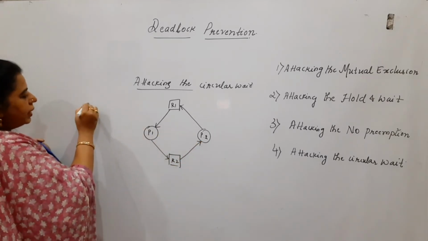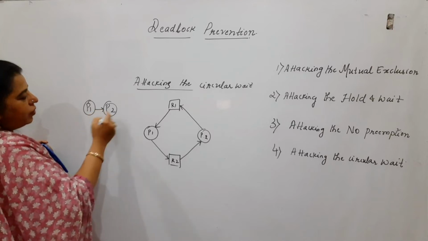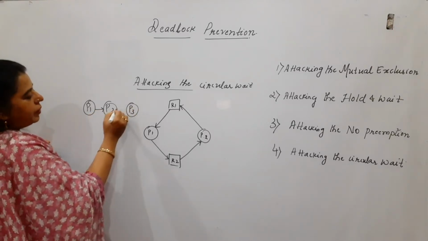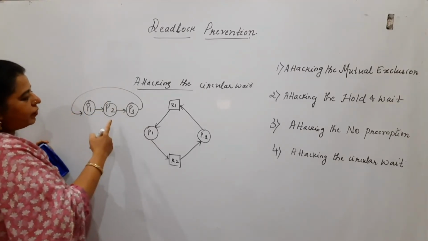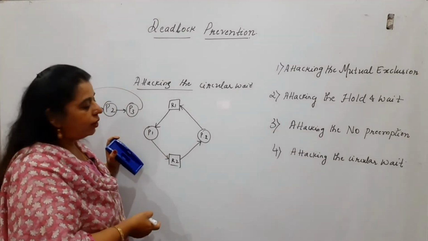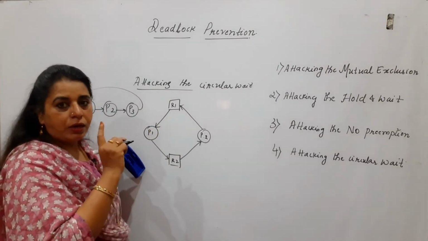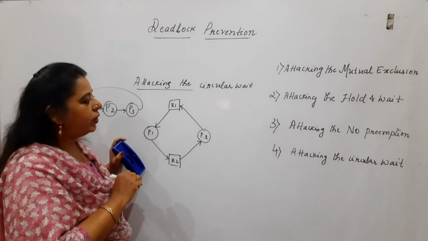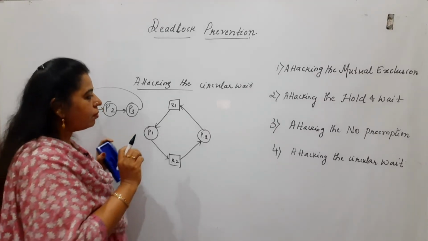I think I gave this diagram also without resources; you can show it here too. P1 is waiting for P2, P2 is waiting for P3, and P3 in turn is waiting for P1. So in a circular fashion, if each process waits for the other, then we say it is a circular wait. To attack this particular condition, the system can carry out one particular solution.